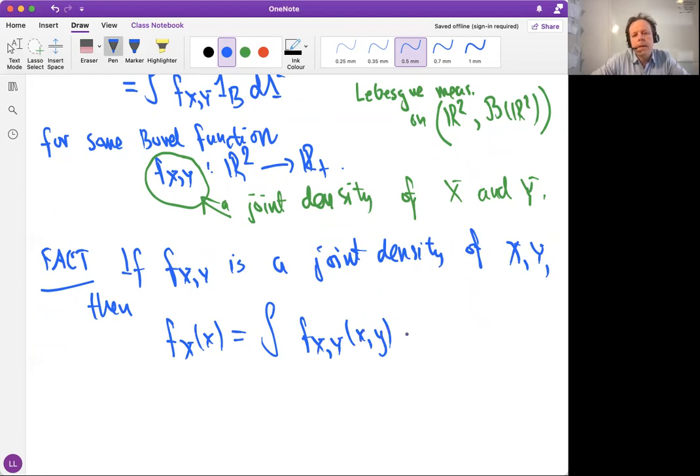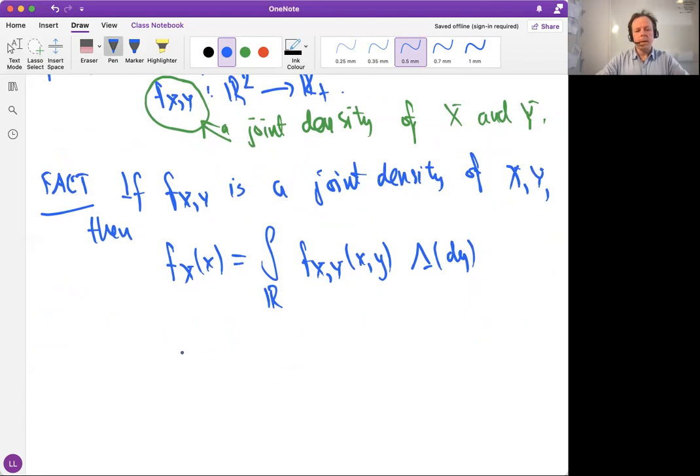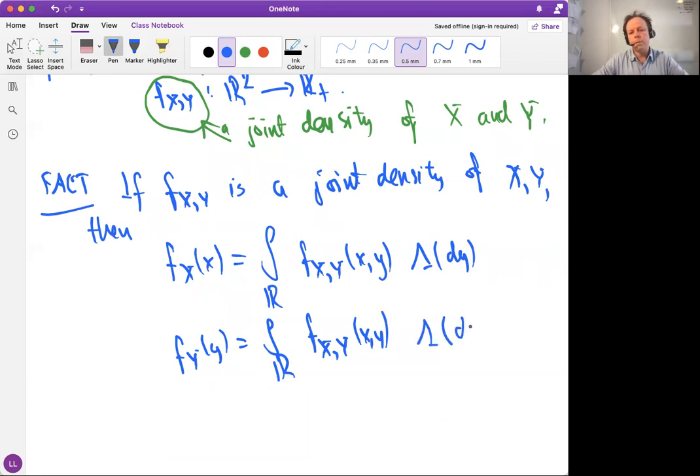Now we keep x fixed and we integrate out the second coordinate, with the Lebesgue measure. And of course the same thing for y. So these are the formulas that you have probably seen in many earlier courses. If you integrate out the first variable in this way, then these are densities of X and Y respectively.